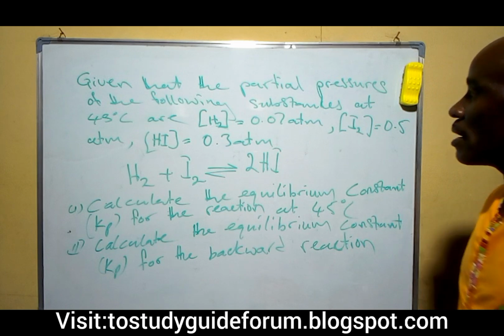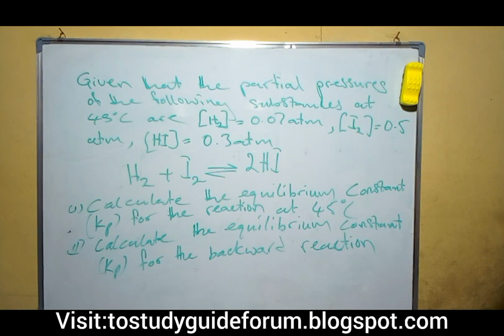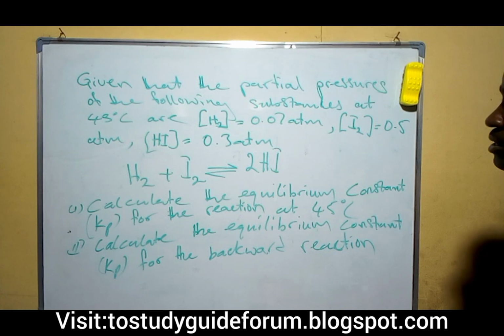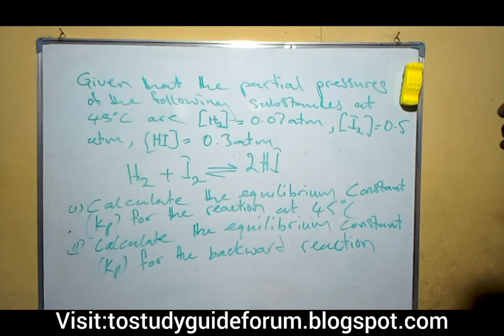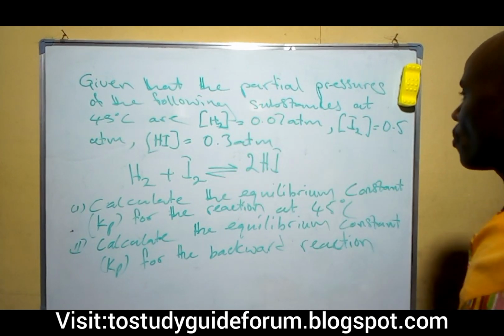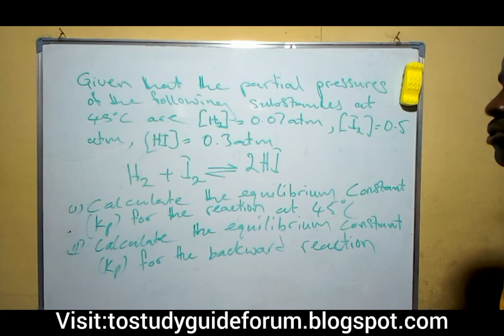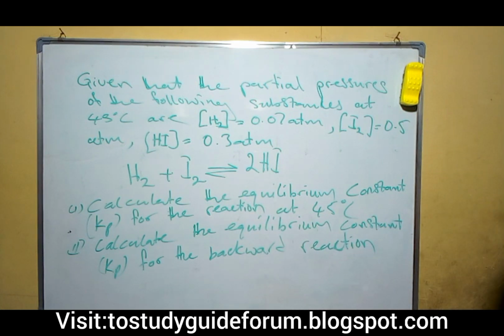All right. Here we have a question. The question says that given the partial pressures of the following substances at 45 degrees Celsius are: hydrogen is 0.07 atmosphere, iodine is 0.5 atmosphere, and hydrogen iodide is 0.3 atmosphere, and this is the chemical equation of their equilibrium system.